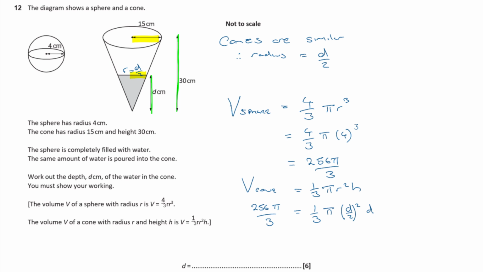Okay, just need to do a bit of tidying up here. Well, I think what I can do straight off is cancel that 3 with that 3 and that pi with that pi. Okay, can you see that? And that's just going to leave me on the left with 256. That should help a lot with tidying it up.